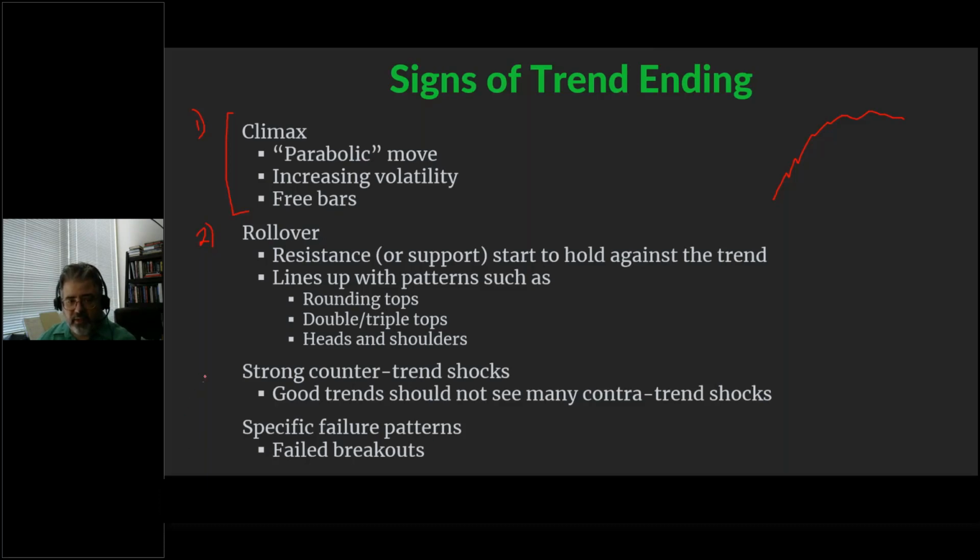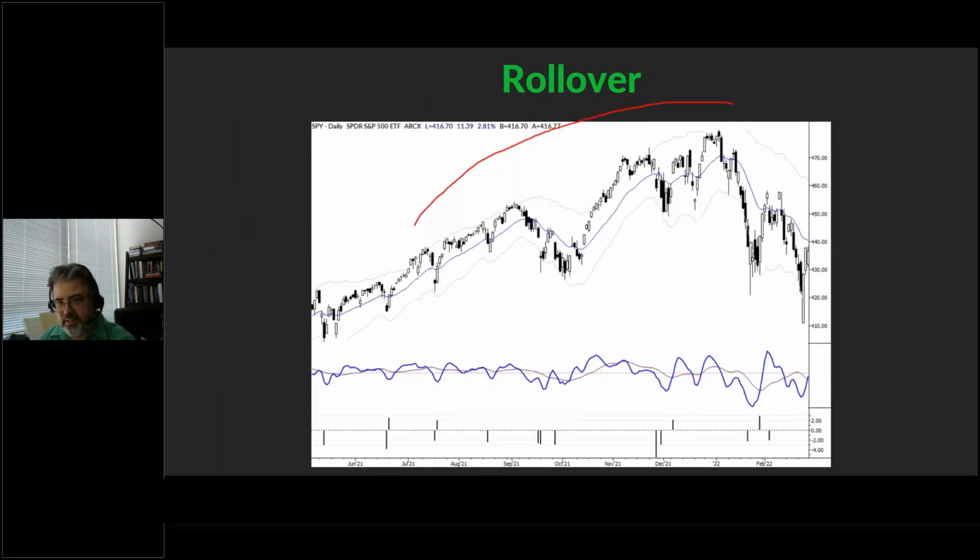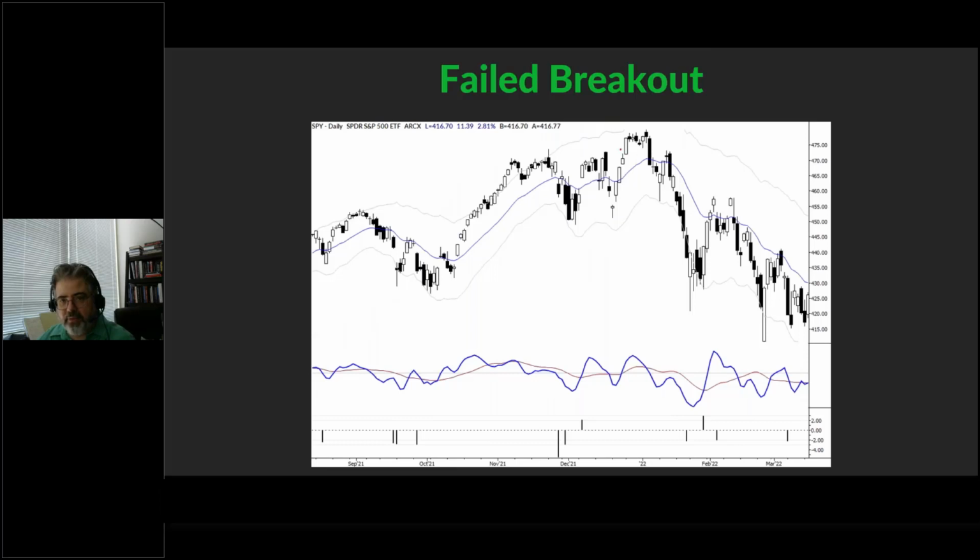And in particular, if you start to see these strong counter-trend shocks following a climax or a rollover, that is a very, very strong piece of evidence that you might be rolling over into a new trend in the other direction. You also want to keep an eye out for failed breakouts. Now, this is basically the same chart, but this was a very timely thing. So let me draw the new highs here on the S&P.